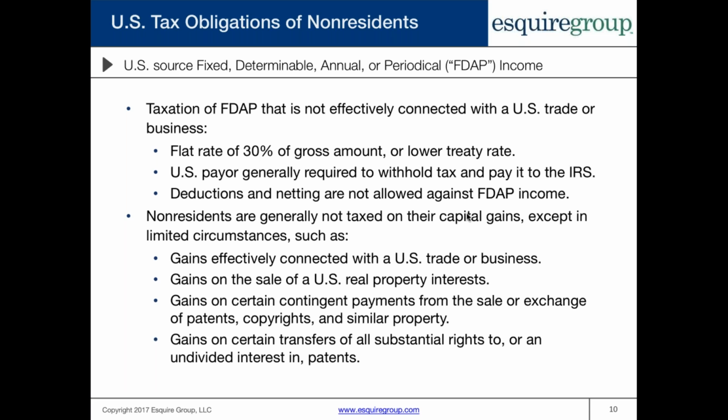Now, certain countries have tax treaties with the United States that can reduce that 30% flat tax, in some cases down to zero. Now, the U.S. payer of the FDAP income is generally required to withhold and pay that withheld tax to the IRS. So, for example, let's say you had a U.S. corporation that was paying a dividend to a resident of Panama.